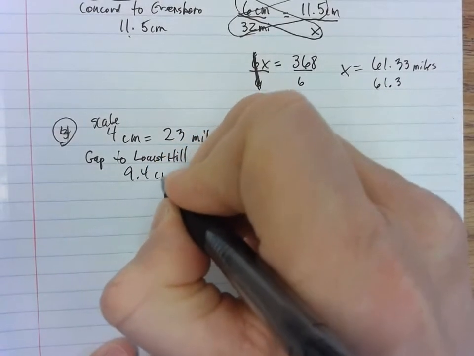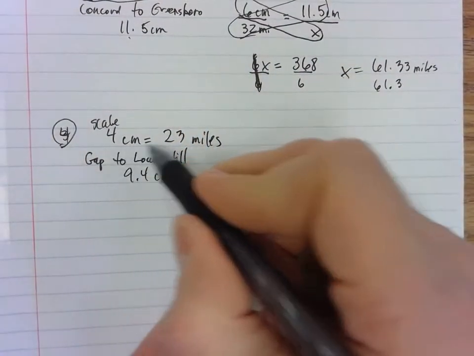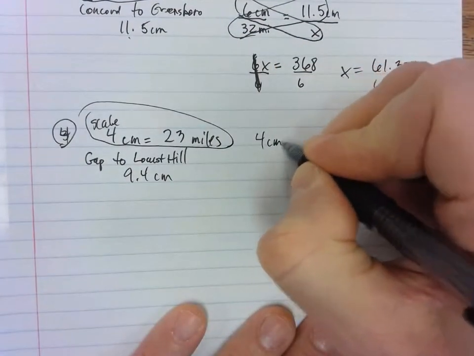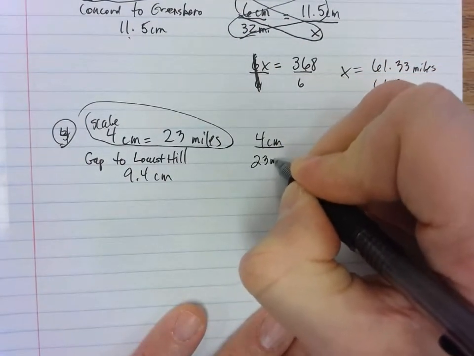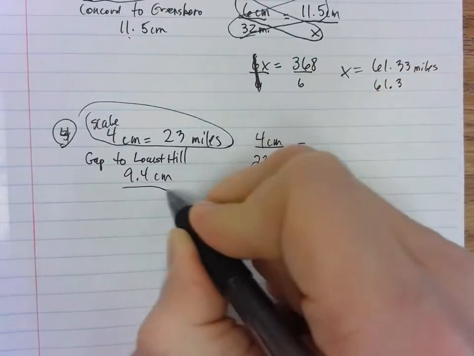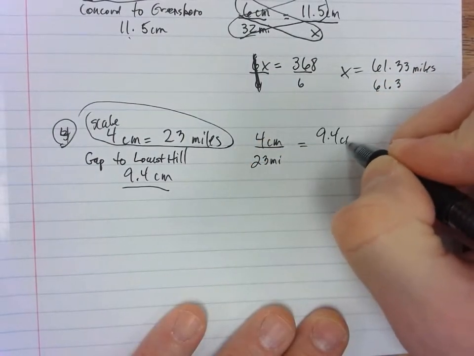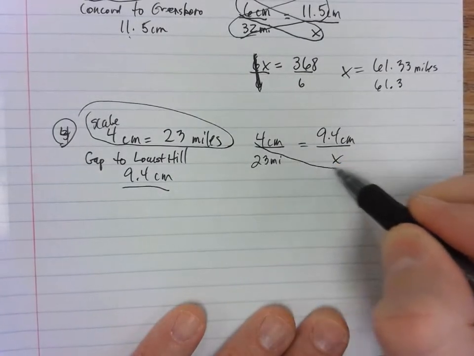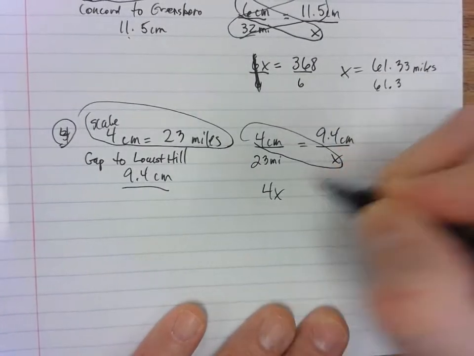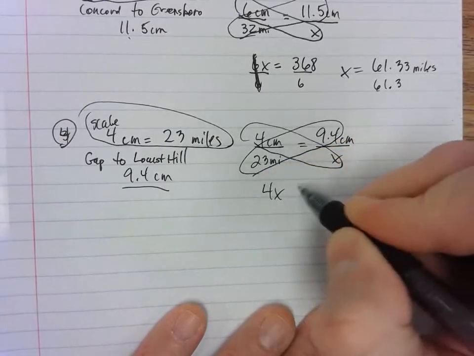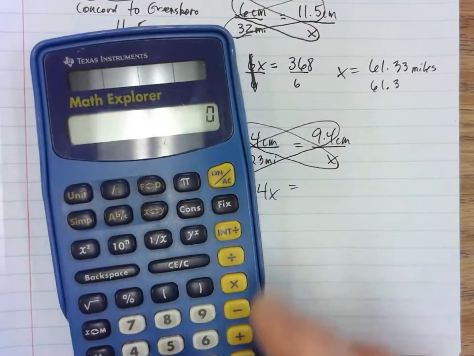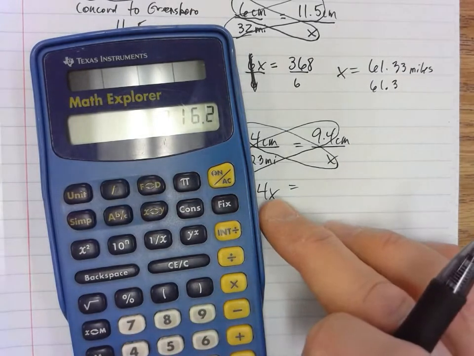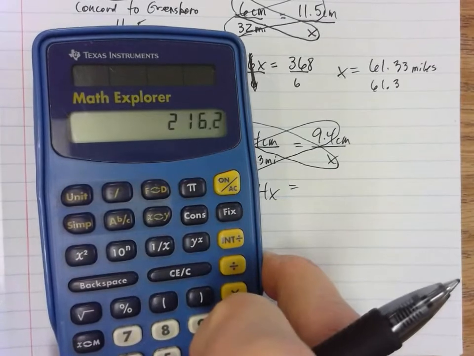All right, and now I'm ready to set up my proportion. This time I've got a different scale. So this time I'm going to go 4 centimeters over 23 miles equals 9.4 centimeters over x. Again, you always want to put down the scale first. 4 times x, of course, is 4x. 23 times 9.4. We'll pull the calculator over here for that. 23 times 9.4. That is 216.2.